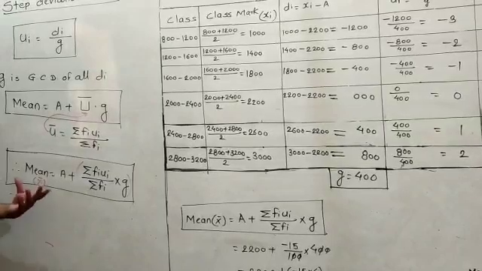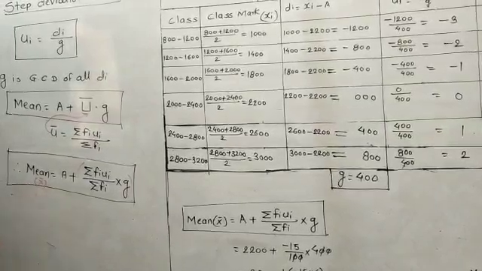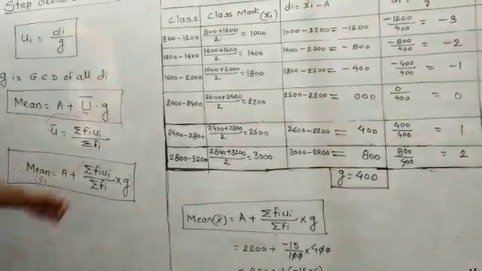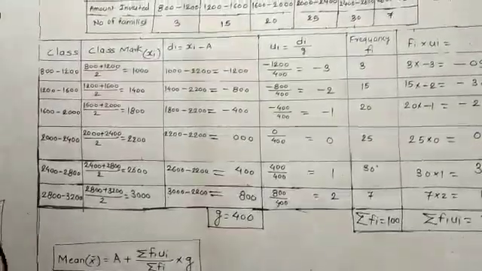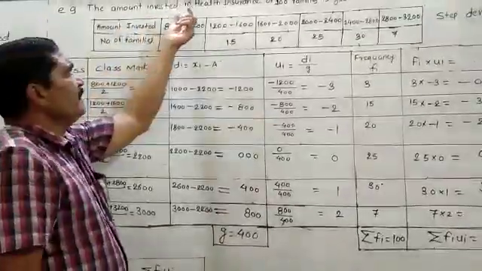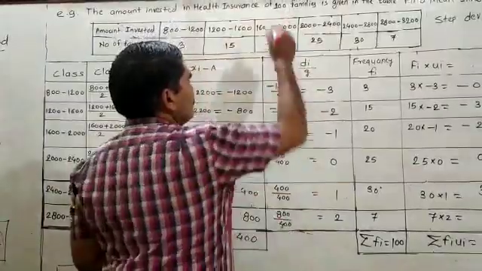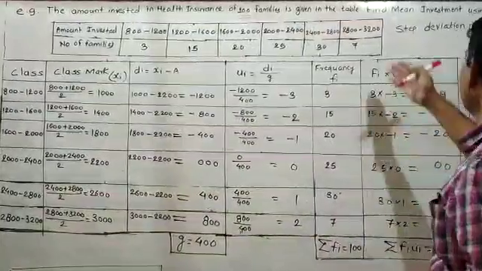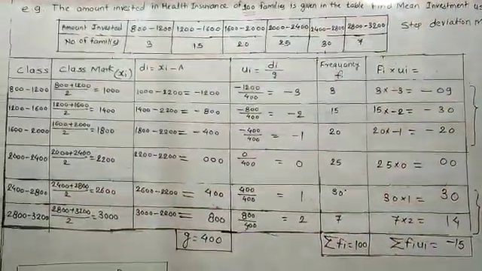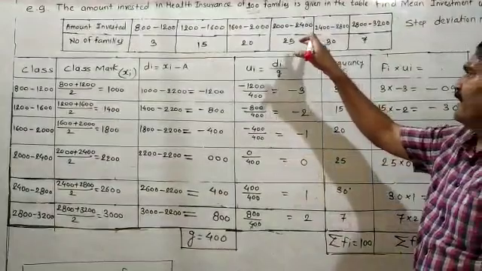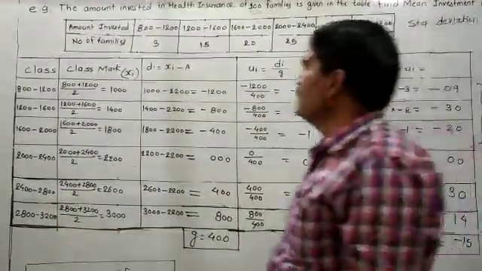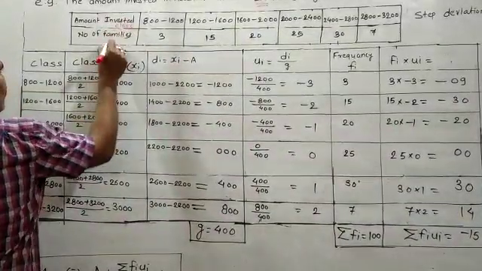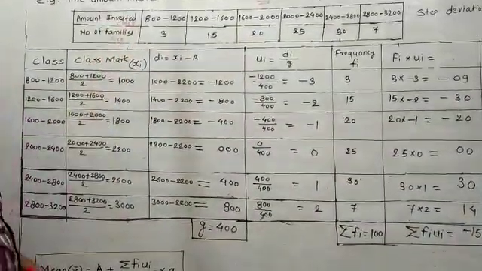And you have to see how to implement this step deviation method when an example is given. I will start with one short example from the textbook. The amount invested in health insurance by 100 families is given in the table. Find the mean investment using the step deviation method. The data of the 100 families are given. This one is called the class, and this one is called the frequency.